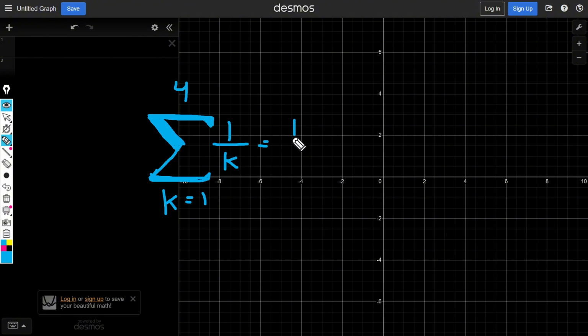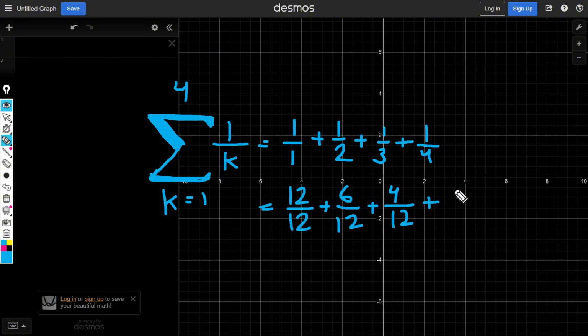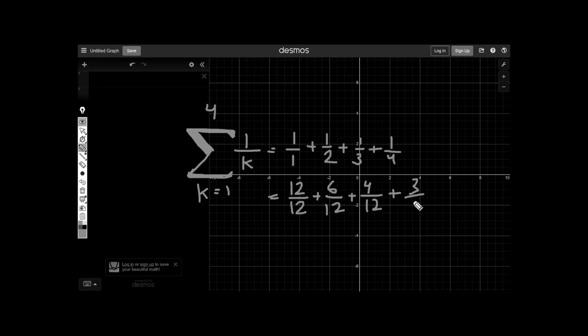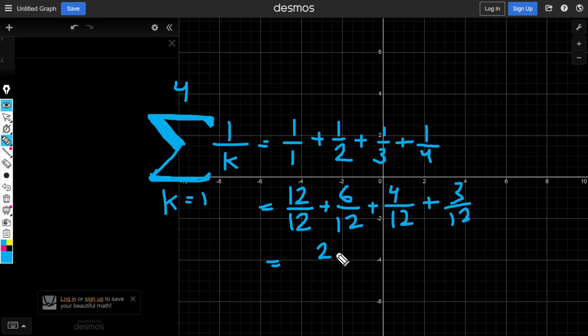So we want to find the first term, which is just 1 over 1. We want to add it to the second term, 1 over 2. Adding the third term, which is 1 over 3. And then the fourth term, 1 over 4. We're going to do some basic math here, greatest common denominator or something. That should be 25 over 12. Looking at my notes, that should be the correct answer. See, nothing too crazy. And that leads me to my final topic of this video.